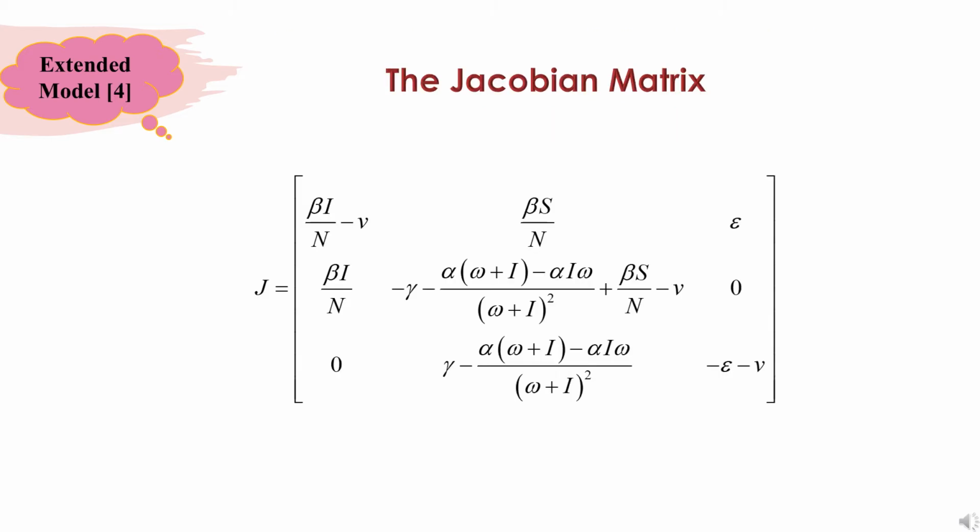And for the extended model 4, this is the 3 by 3 Jacobian matrix.